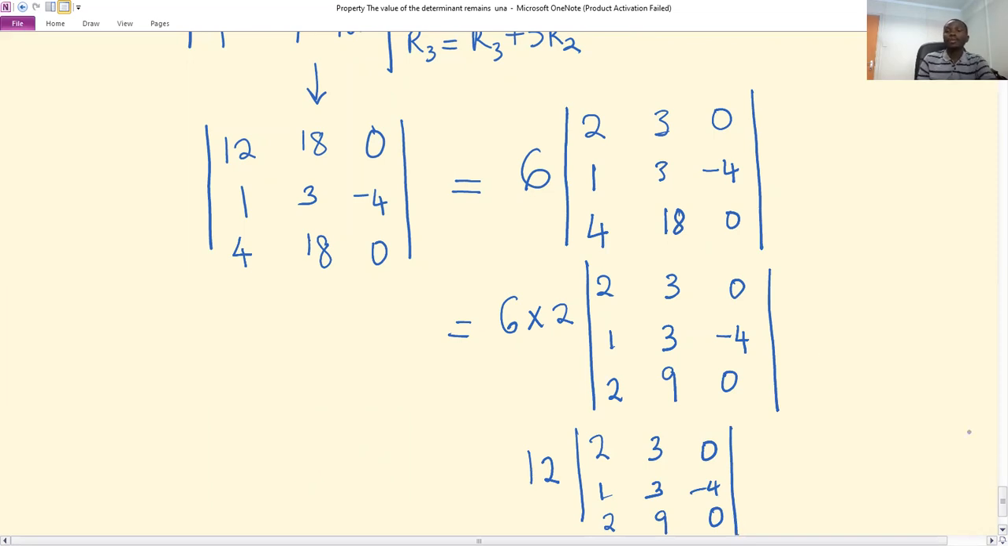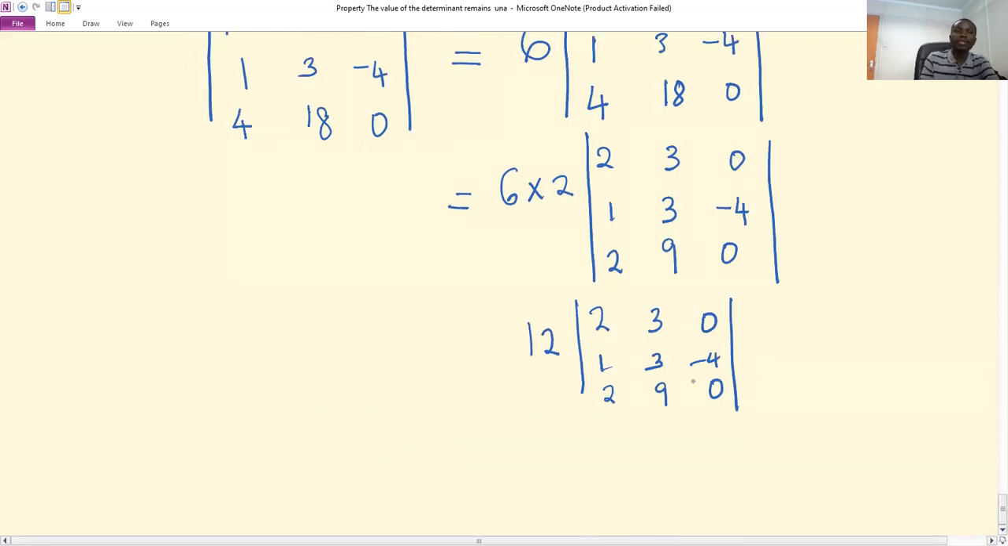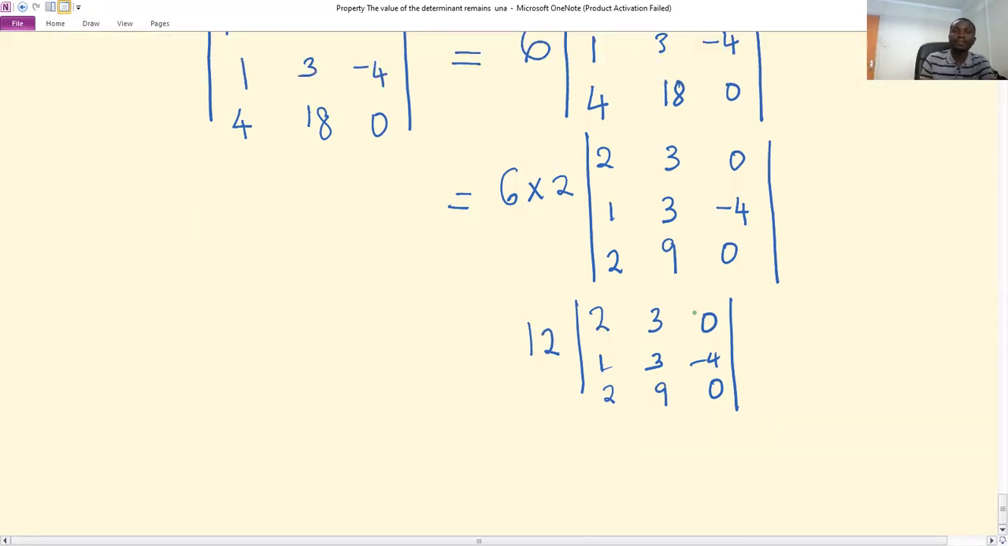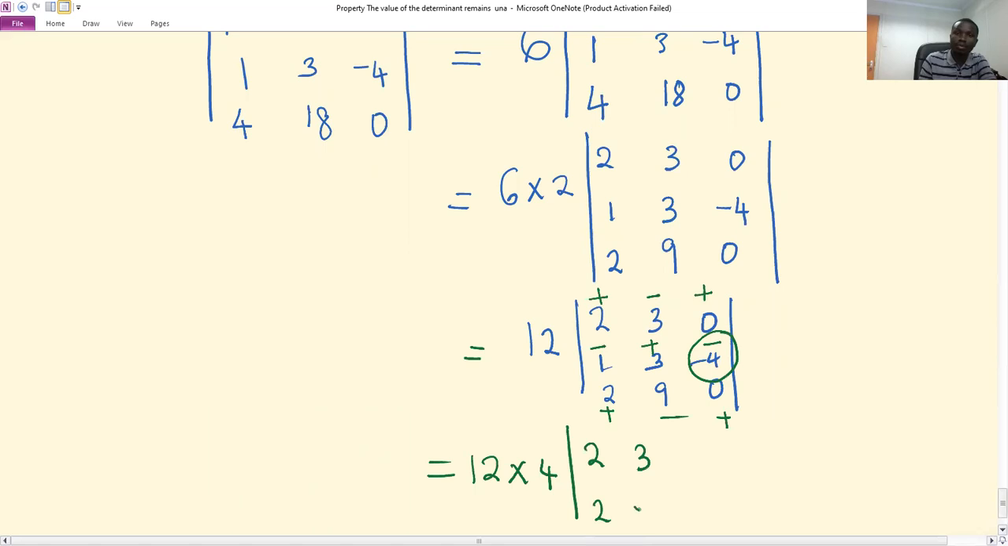Now, because we have a column with 2 zeros, that will make our work easier by cofactor expansion. We know the signs are plus, minus, plus, minus, plus, minus, plus, minus, plus. So the sign of this element is minus. So the determinant will be 12 times minus minus 4, which is 4, times the determinant formed by deleting the row and column of this element: 2, 3, 2, 9.